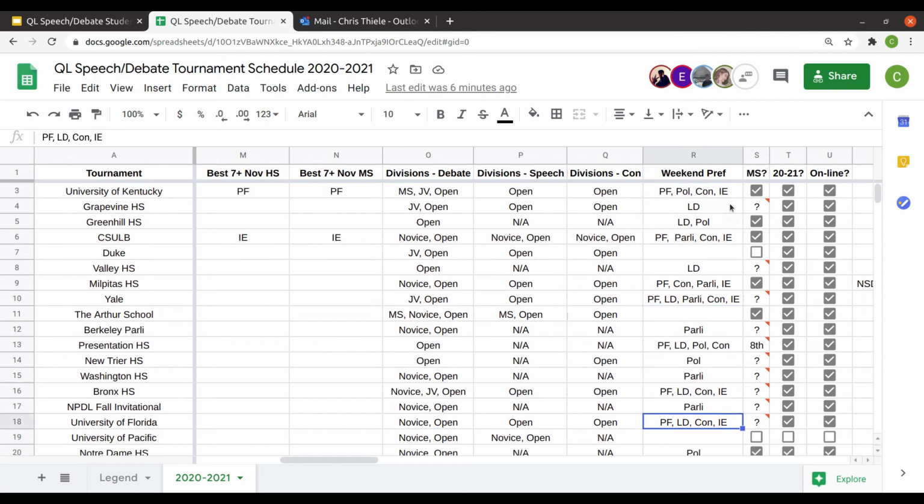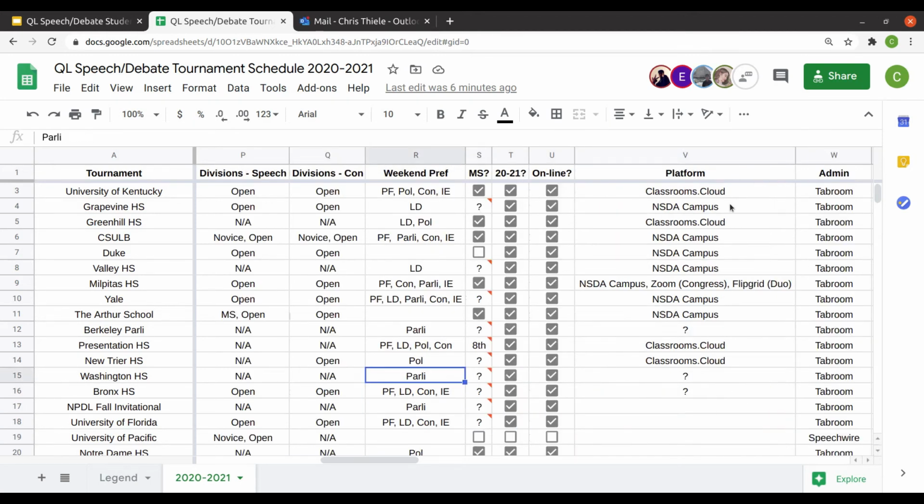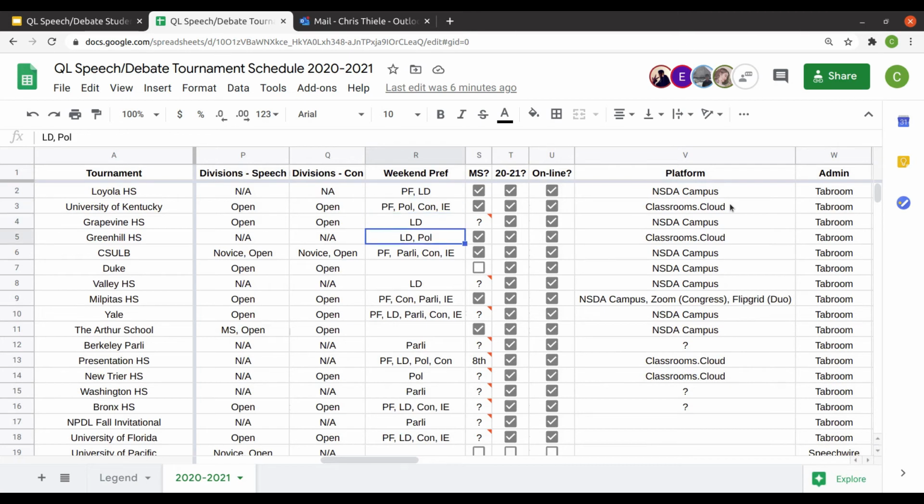So Florida right here, PF, UOP, no preferences. And so if you sign up for UOP, and it's for PF, I'm going to say let's think about going to Florida instead. Because in my mind, that is the tournament that is going to be much better for you, and it helps us to coalesce everyone at the same tournament rather than different tournaments. So this preference lets you know where you'll be placed if you need to be placed in a particular spot. The next column lets you know if their middle school entries are allowed.